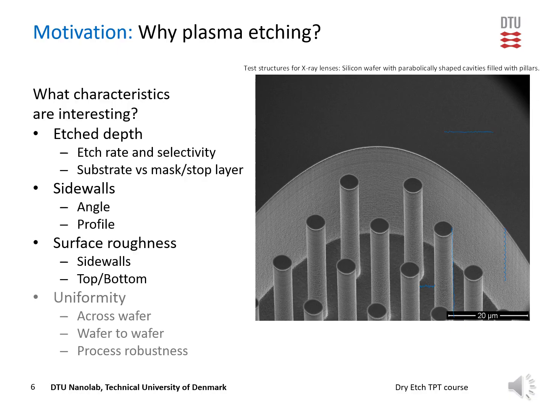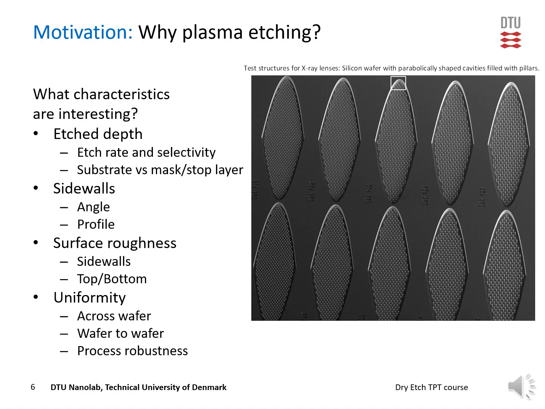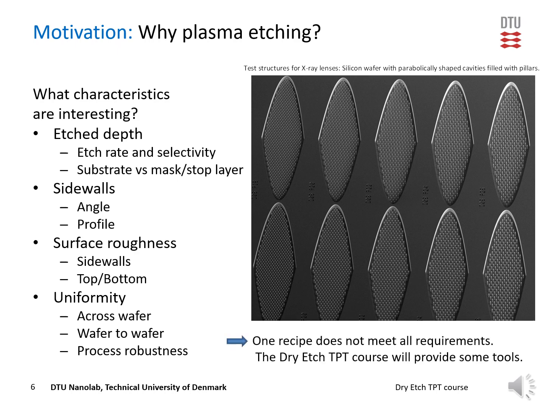And equally important is the question of uniformity. If your structure looks a certain way at one position on the wafer, does it look the same elsewhere? Does it look the same on the next wafer? Or the next day? Or next month? Achieving good uniformity and robustness is a key part of successful dry etching. One recipe does not meet all requirements, so you'll most likely need to optimize a recipe to meet your priorities. The Dry Etch TPT course will not give you all the answers on how to obtain that, but will provide a foundation for your optimization.